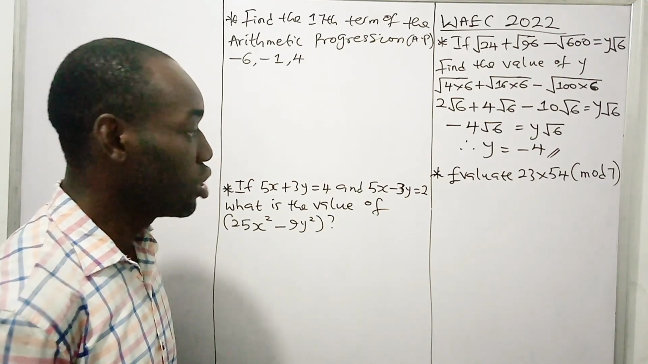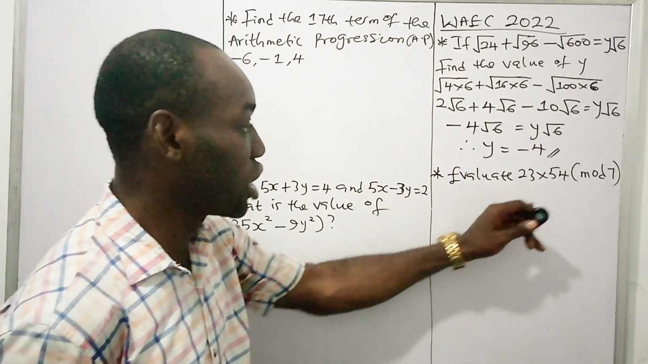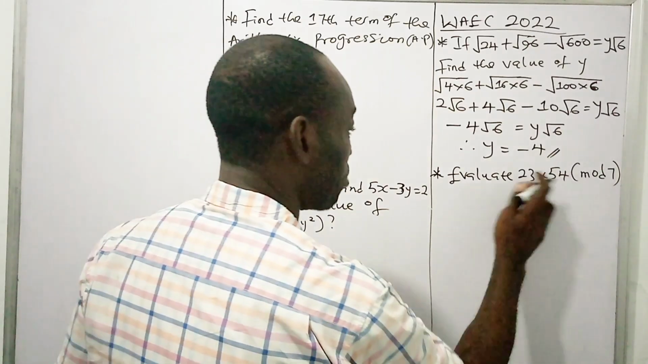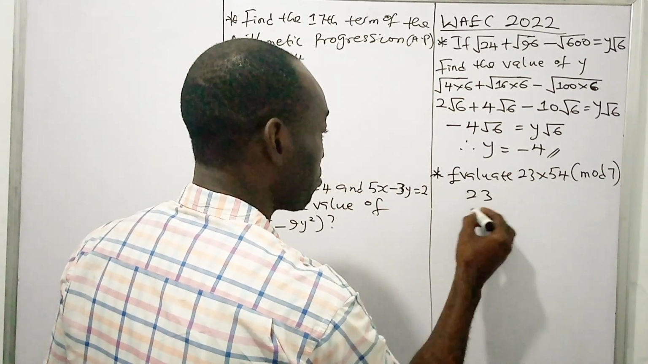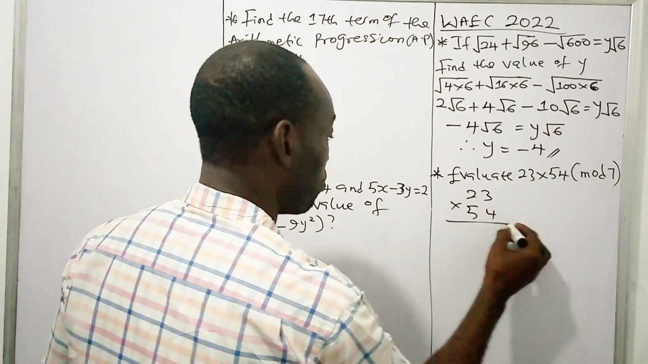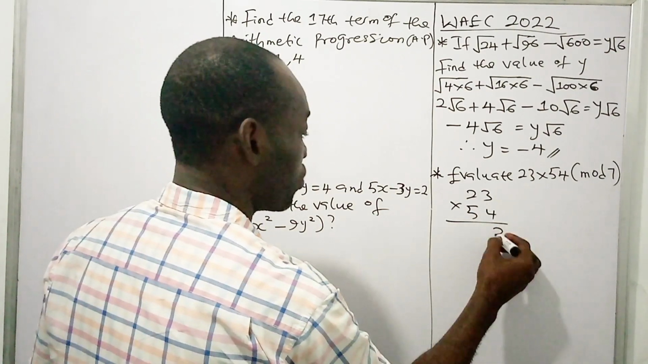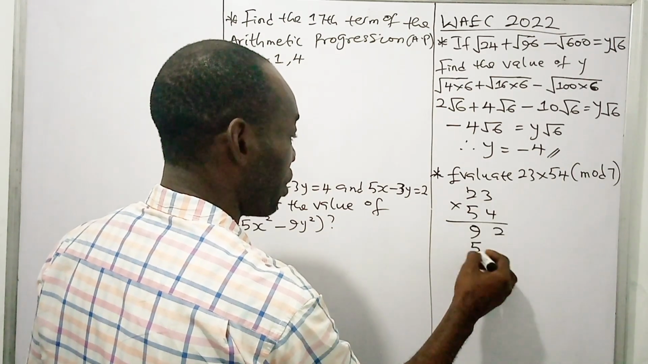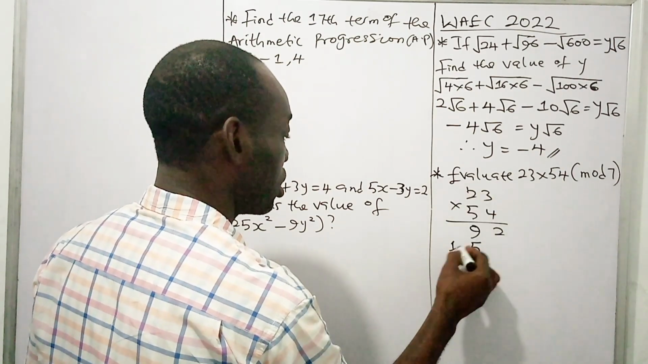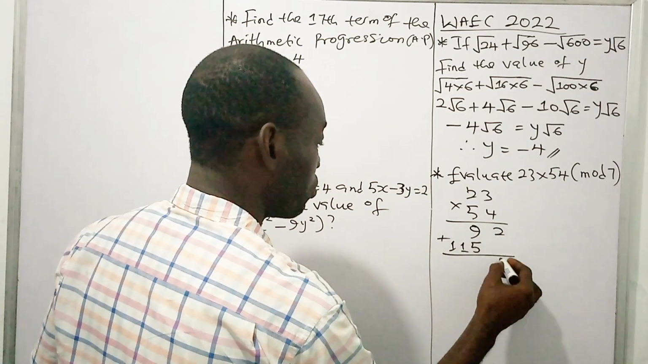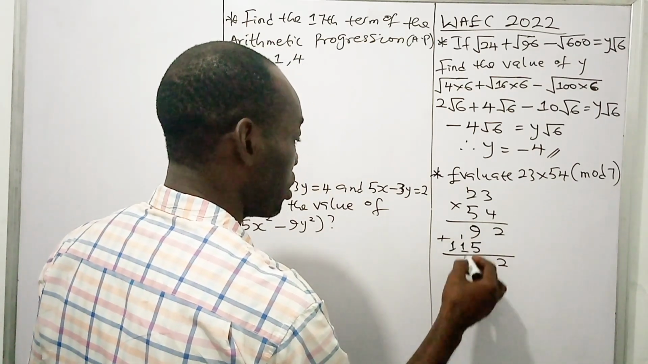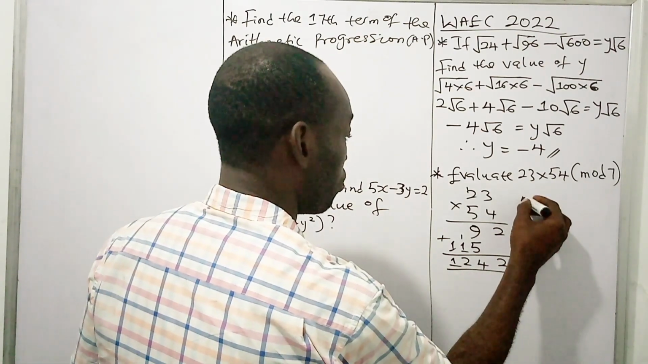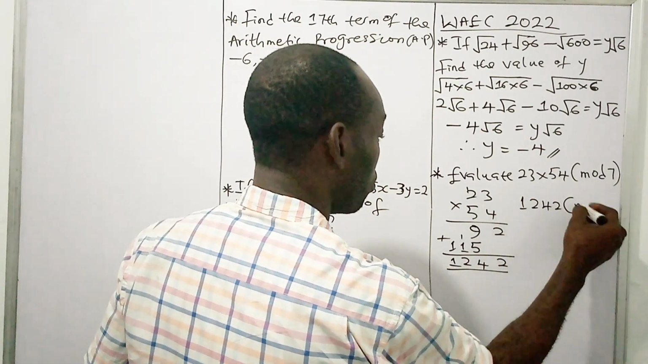Now let's see question 2. Question 2 says we should evaluate 23 times 54 in mod 7. What we'll simply do here is carry out the multiplication. 23 times 54, when we multiply, 4 times 3 is 12, 2 carry 1, 4 times 2 is 8 plus 1, that's 9. 5 times 3 is 15, 5 carry 1, 5 times 2 is 10 plus 1, that's 11. Then when we add, that's 4, carry 1, that's 2. So that gives us 1242, mod 7.